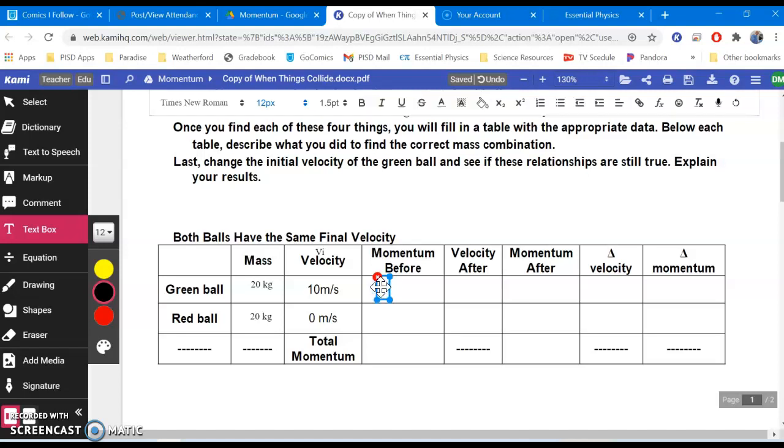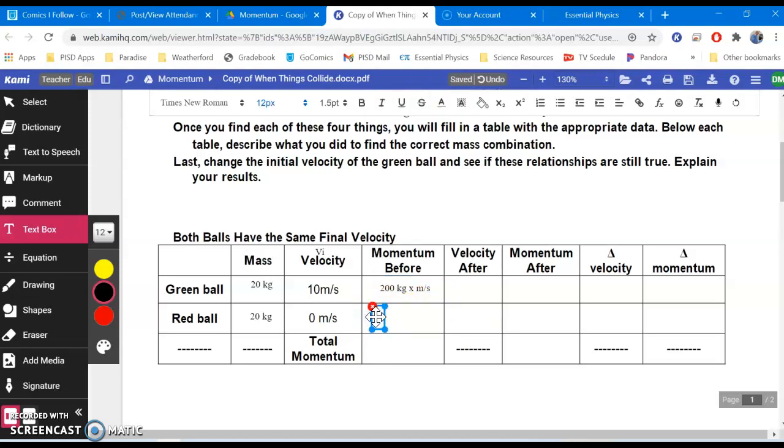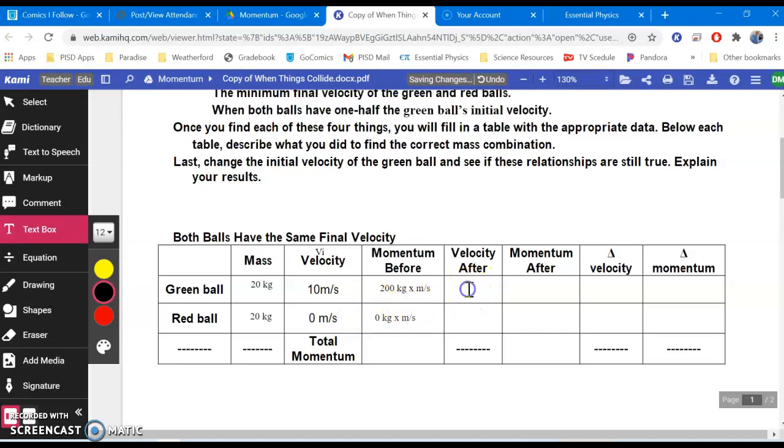200 kilograms times meters per second. Now if we did this one, 20 times 0 is going to give us 0 kilograms times meters per second. All right, so there we go.